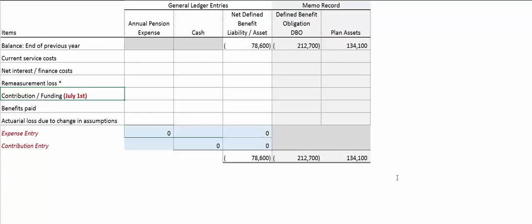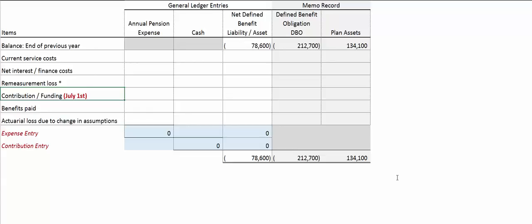The second issue is what happens when the plan assets are not earning the amount that's been stated. Here we're looking at a 10% earning plan. What happens if they don't earn 10%? What happens if they earn more than that or less than that? What happens if the plan assets actually lose value? Those issues have yet to be dealt with, and we're going to deal with them in this video.